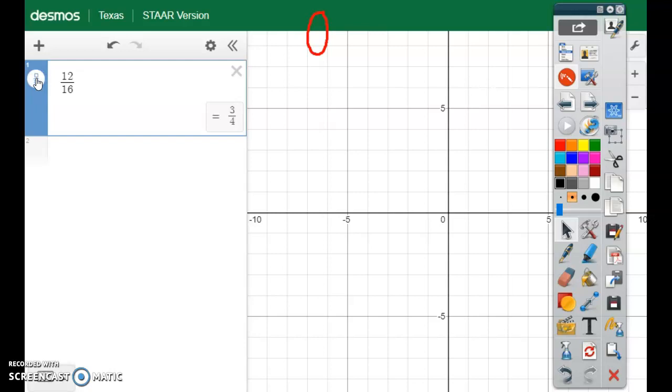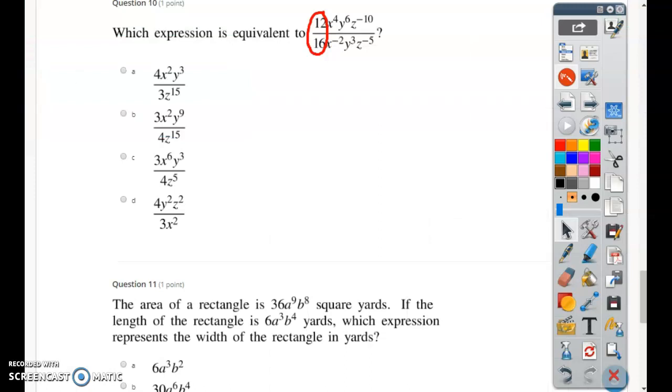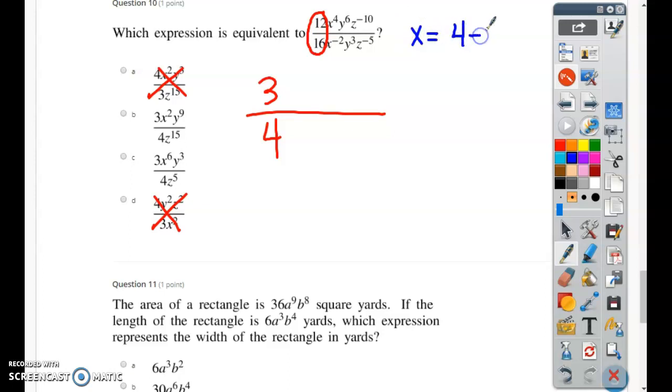3 over 4. So right here, I'm going to draw a long line. I'm going to put 3 on top, 4 on bottom. Got it? And I know that it's not D and it's not A because that's 4 over 3. Then you start subtracting the exponents. So my x, I'm going to subtract 4 minus negative 2.